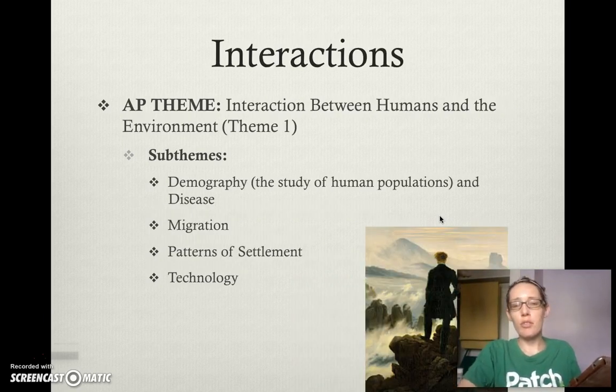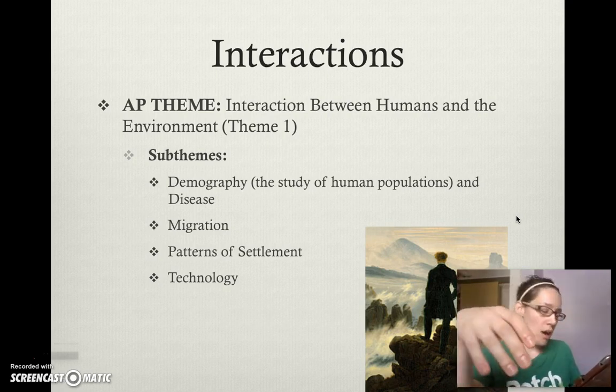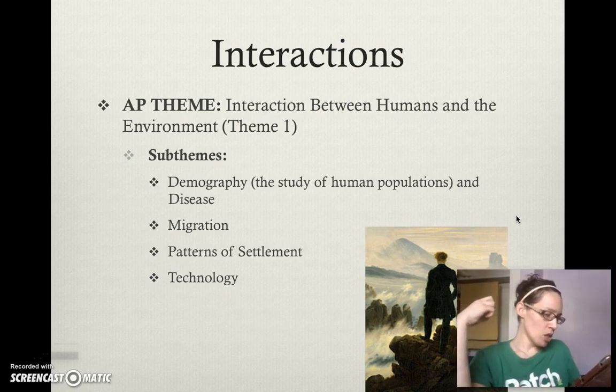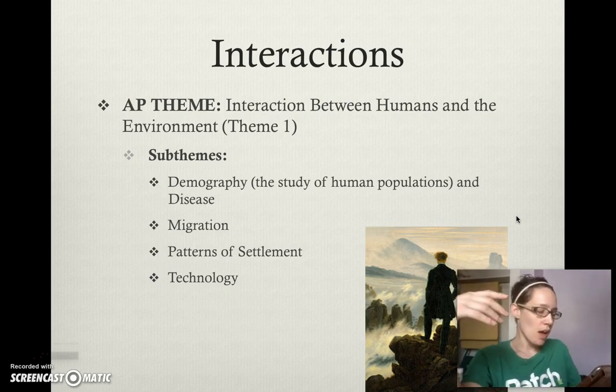Okay, so interactions. All right, this is the environmental theme. So it's actually theme 1, interactions between humans and the environment. All right, demography and disease, that's one sub-theme. Okay, migration, patterns of settlement, technology. Okay, so questions you can ask yourself to see if this is indeed an environmental issue, or maybe questions that you'll see in essays and so on. In what geographic region is a civilization located? Are you in the desert? Are you in a tropical region? You know. How are people affected by the geography, right?